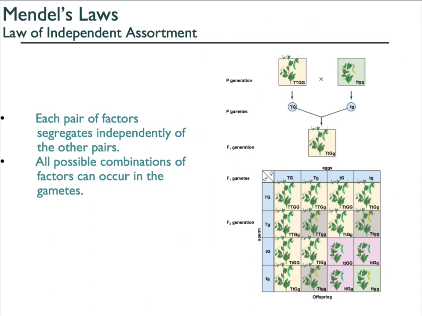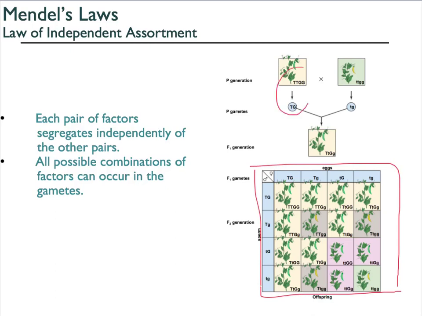Here with the law of independent assortment, Mendel stated that each pair of factors segregates independently of the other pairs. In other words, the factors for tall will segregate independently from the factors for green. And so all possible combinations of factors can occur in the gametes. The way that's realized when we do a Punnett square, again, this is the Punnett square for a dihybrid cross, we end up with all possible combinations of gametes.